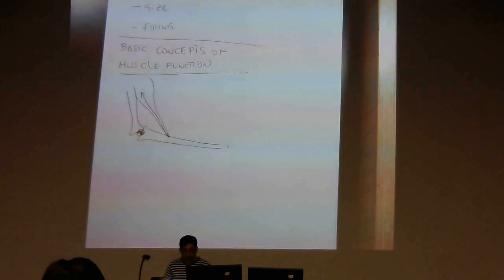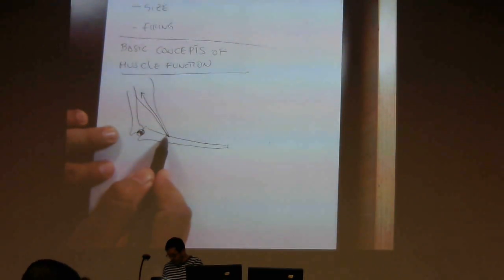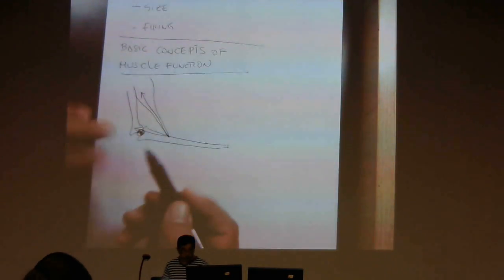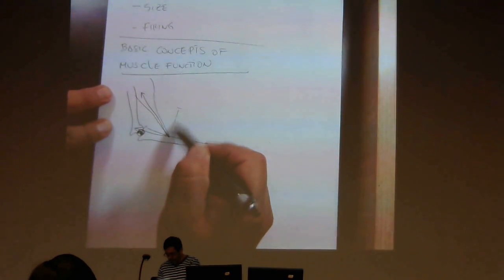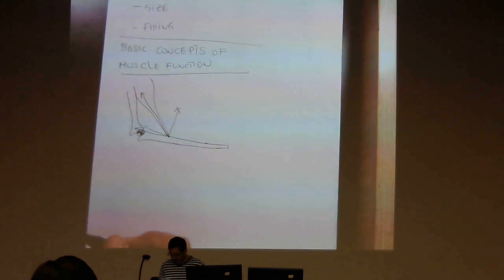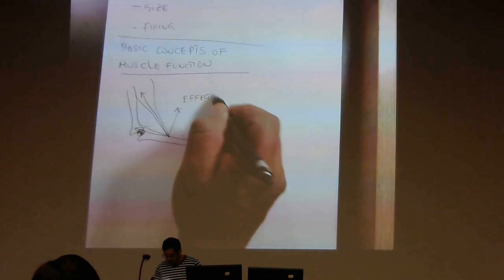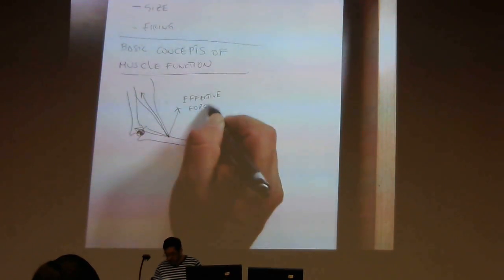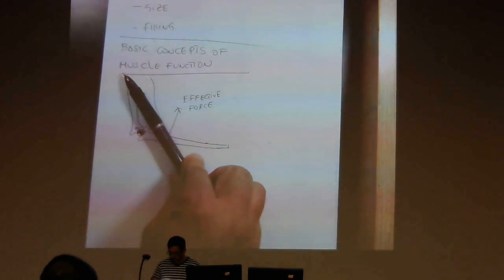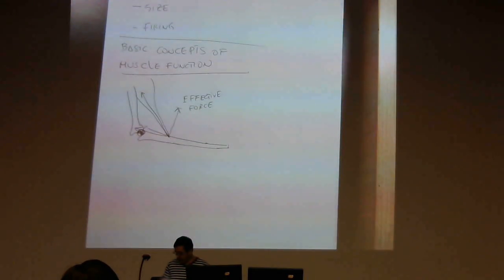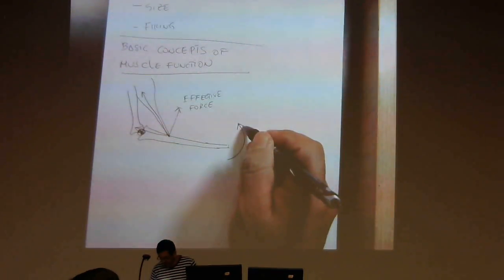This force has two components. One component goes horizontally along the bone, or you might say the shear component, and one actually causes the motion. That is what we call the effective force. The effective force is the component of this muscle force that actually causes the joint to rotate. So in this example, it will rotate that way.